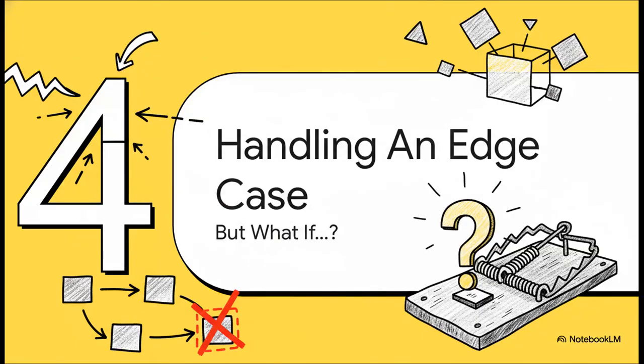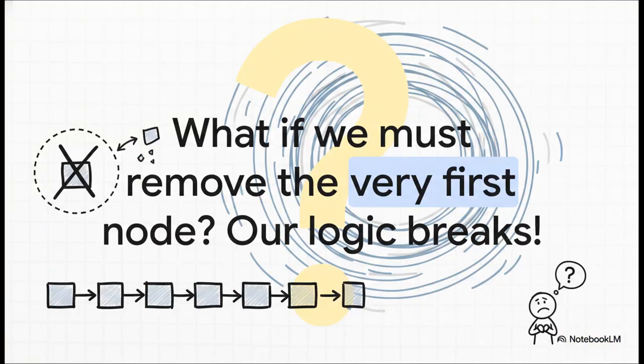But wait a minute, great algorithms always have to handle those weird, tricky situations, the edge cases. And this one has a classic trap that's easy to fall into. So what happens if the node we need to remove is the very first one in the list? Say the list has 5 nodes, and we're asked to remove the 5th from the end, which is the head. Our whole logic was that the slow pointer needs to land on the node before the target, but there is no node before the head. Our whole system just breaks down.